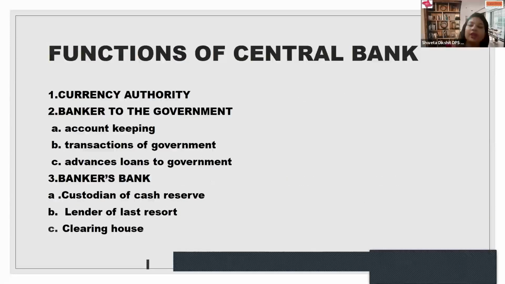Now coming to the functions of the central bank. There are certain important functions of the central bank. The first is, of course, that the central bank is the currency authority. You must be knowing that in India, whatever currency is issued, is issued under the minimum reserve system. It's a one-marker, please note it down. So with 200 crores minimum reserve, the issuance authority is given to the RBI only. No other institution is allowed to issue the currency.